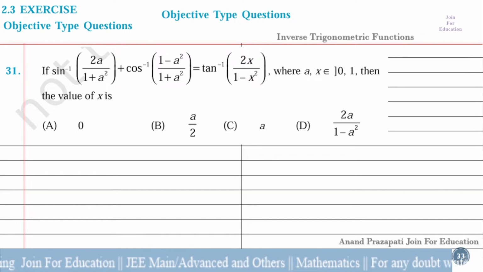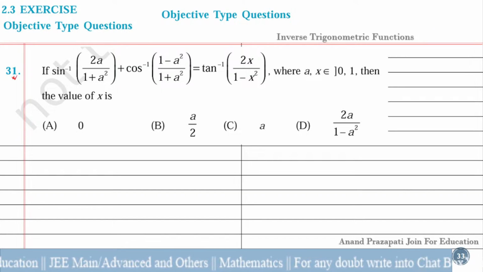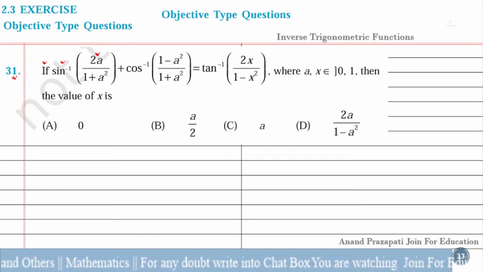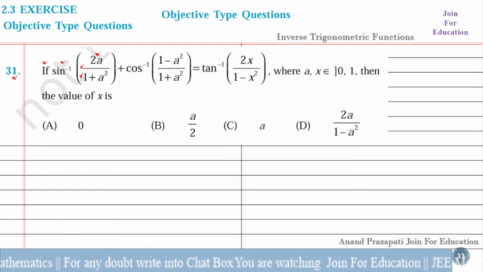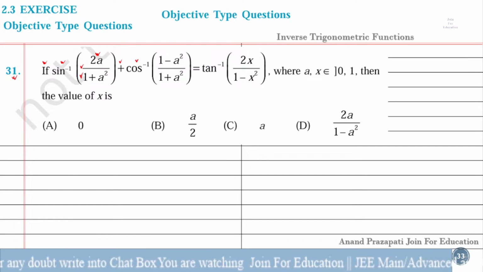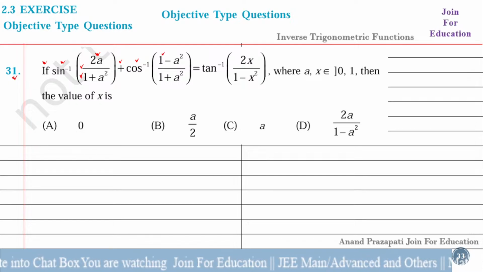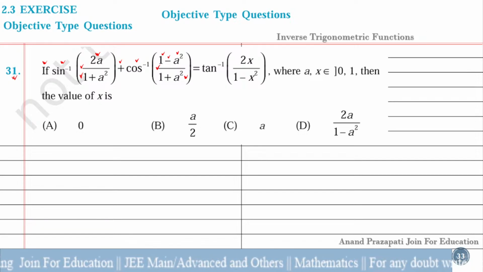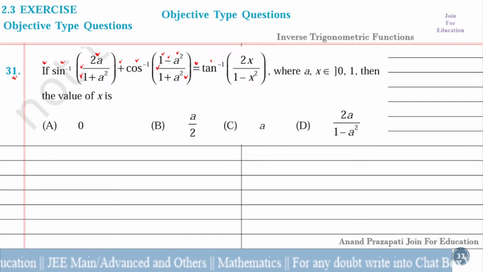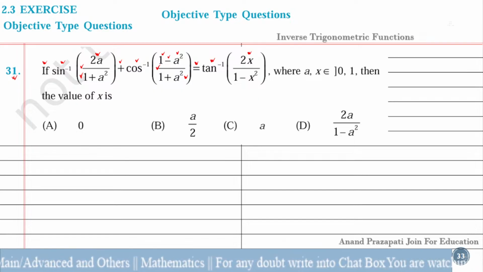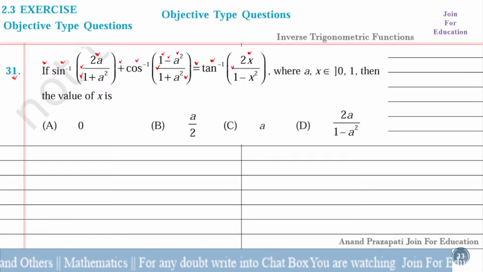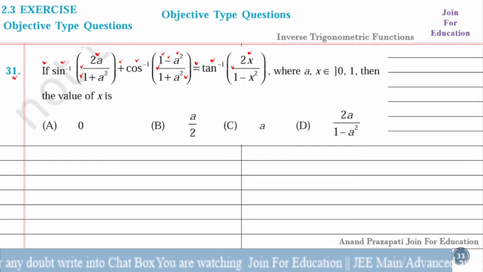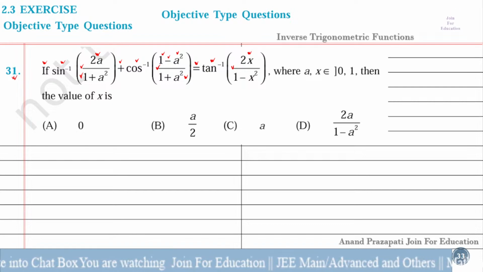Let's see question number 31. This is a very easy question. If sine inverse 2a by 1 plus a square plus cos inverse 1 minus a square by 1 plus a square equals tan inverse 2x by 1 minus x square. Let's see the solution. After the solution, I will pick out the correct option.